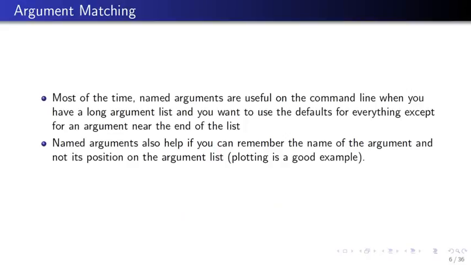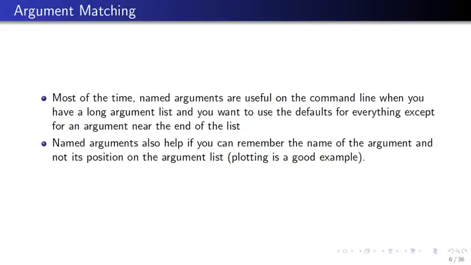So most of the time, named arguments are useful on the command line when you have a long argument list and you want to use the defaults for everything except one of the arguments, which may be in the middle or near the end of the list. You usually can't remember exactly which argument it is, whether it's the 4th or the 6th or the 10th argument on the list. And so you just call it by name, and that way you don't have to remember the order of the arguments on the argument list.